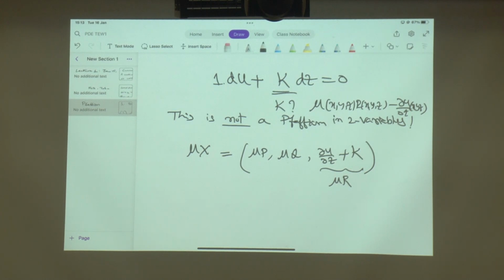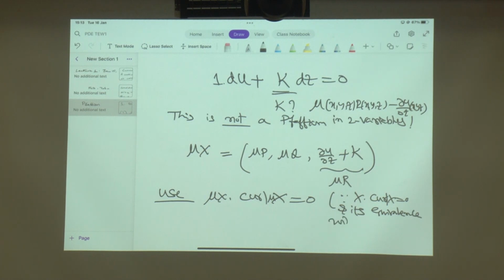Mu is a good function. Mu x dot curl mu x equals 0. How can you use this? Because we are given x dot curl x is 0, and x dot curl x is 0 is equivalent to mu x dot curl mu x is 0. So I will use mu x dot curl mu x is 0, and I will compute now curl mu x.